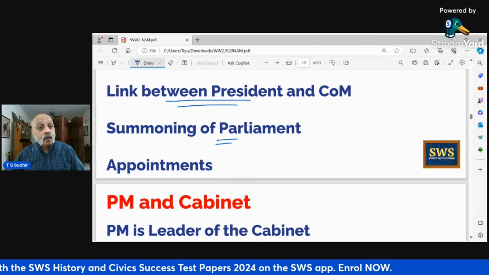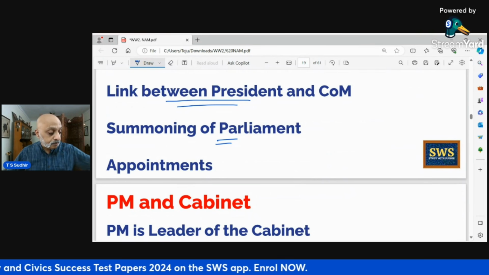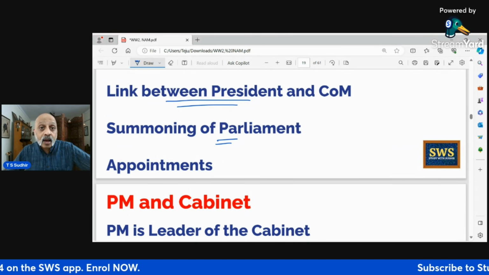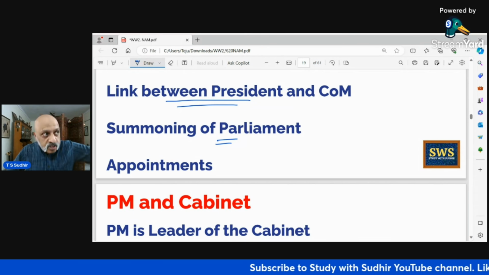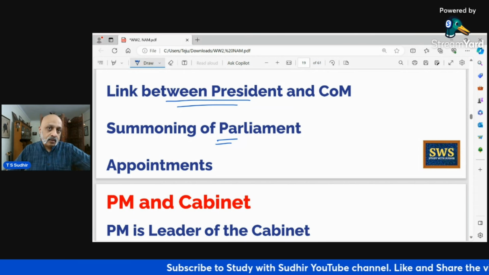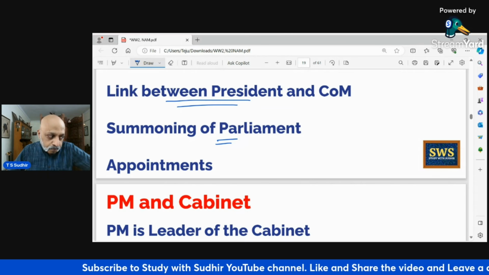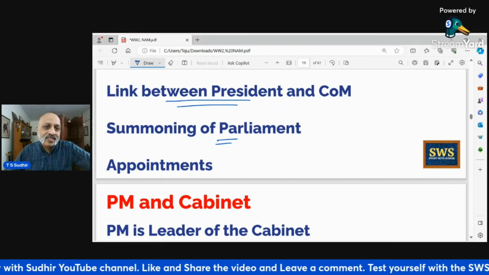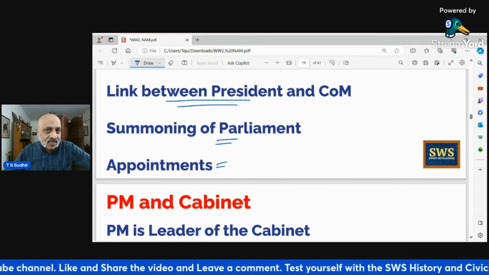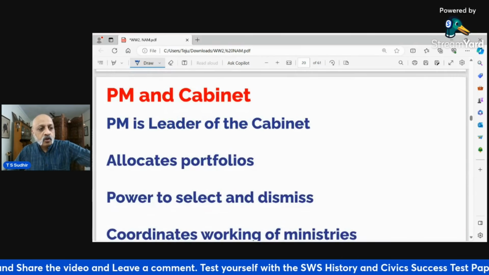Summoning of Parliament, ki kab बैठक बुलानी है संसद की, that is decided by the cabinet and communicated to the president by the prime minister, because the president is the one who is summoning the parliament. It is done in the name of the president that the Lok Sabha will meet from XYZ date, and all the appointments, as I said, are made in the name of the President of India.